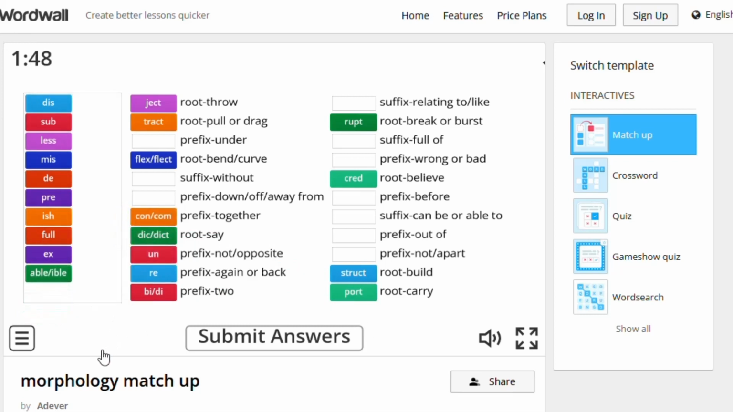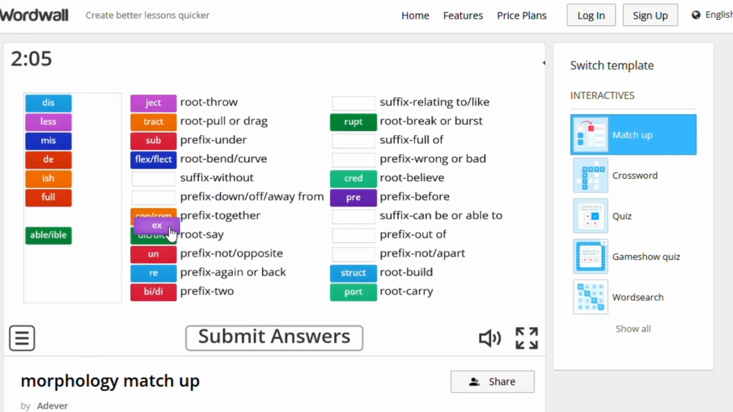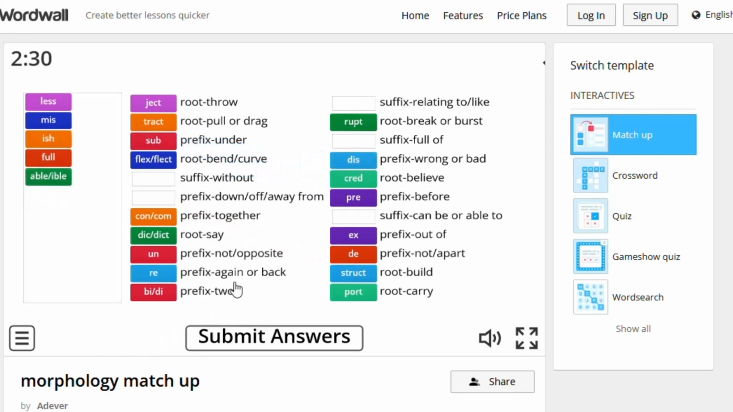Con, com, usually together. Sub is under, submarine. Pre is before. Ex is out of, ex nihilo, out of nothing. Now you'll notice that some of the negative prefixes, d, dis, miss, these can be confusing. So it might be an idea to play around with them. Which one does this mean? Which one does this mean? So I think that's probably right.